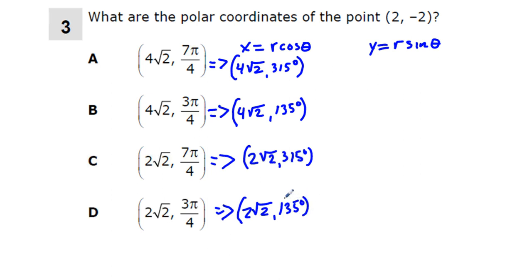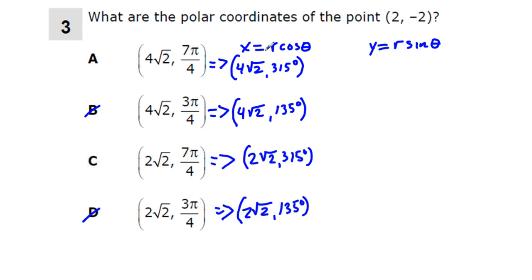So we'll just try these out. We want 2 comma negative 2. Well, for that, we would have to have an x positive and a y negative. And so we're not going to see that at 135 degrees. That would be negative positive. So we know it's going to be one of these two, either A or C. So we can try that.